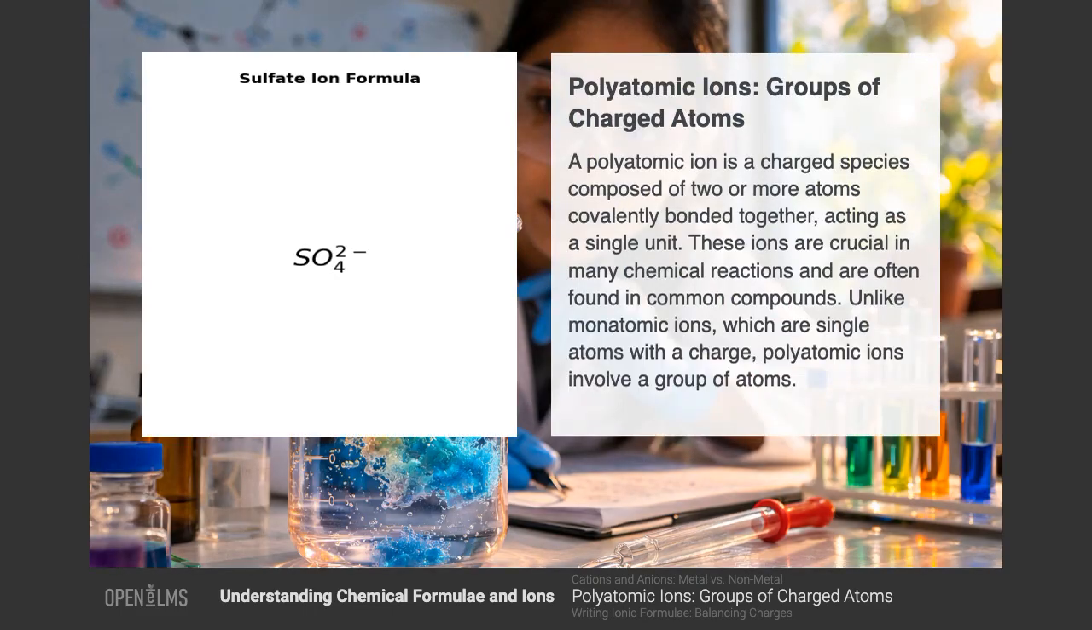Polyatomic ions, groups of charged atoms. A polyatomic ion is a charged species composed of two or more atoms covalently bonded together, acting as a single unit. These ions are crucial in many chemical reactions and are often found in common compounds. Unlike monatomic ions, which are single atoms with a charge, polyatomic ions involve a group of atoms.